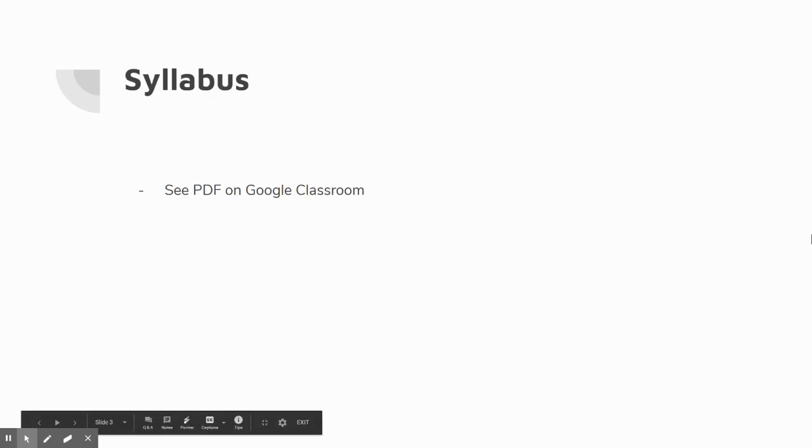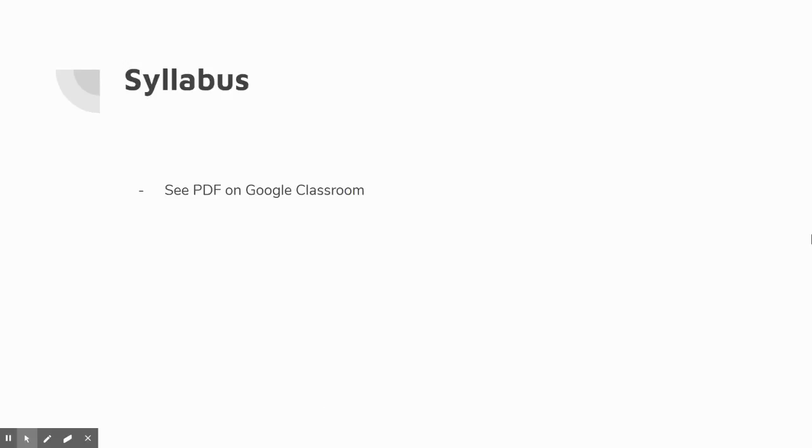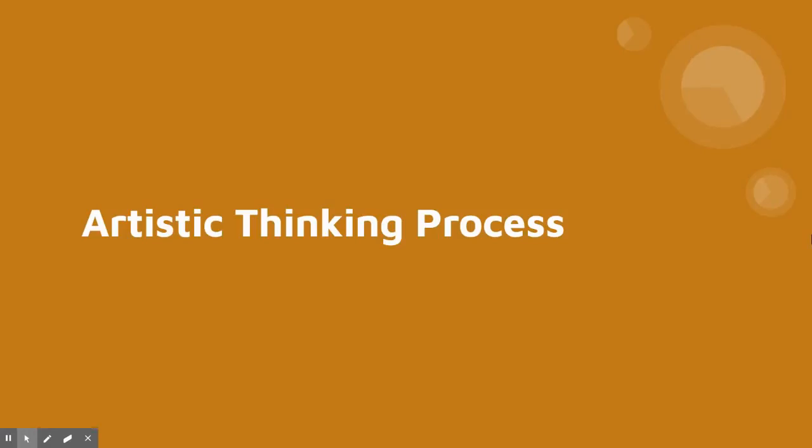Okay, so we have gone over our class syllabus. The next thing we're going to do is talk about the artistic thinking process. This is really important for everything we're going to be doing in our class this semester and the year. If you've been in science class and you've talked about the scientific method, how you approach researching and doing a project in science class, this is a little bit similar, but it's our art method basically.